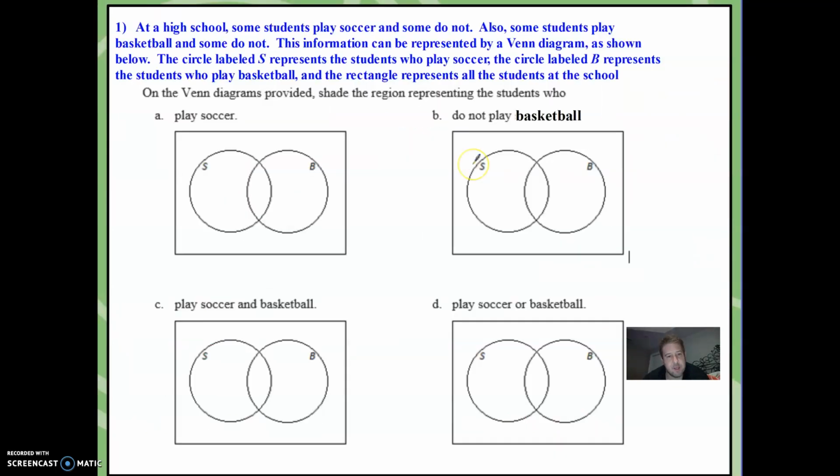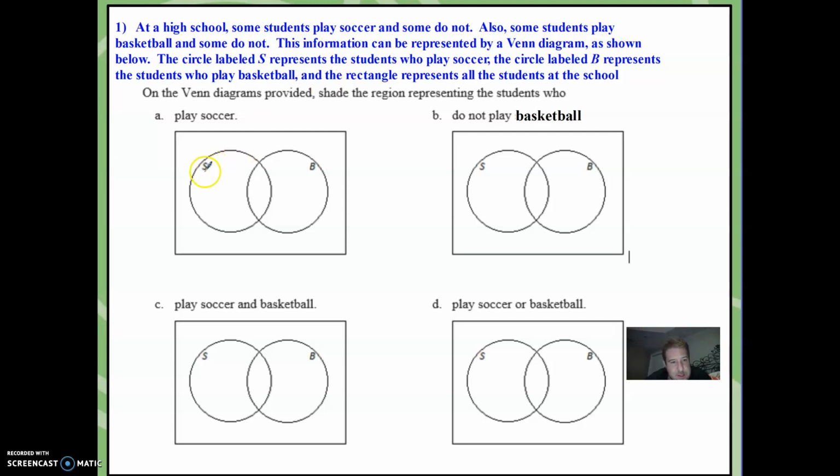Okay, so using Venn diagrams. A Venn diagram is a way to represent all the items that are in one circle and compare it to the other circle and what's in between. And then we have the universe, which is everything that's being included all together. At a high school, some students play soccer, some of them play basketball, some of them don't. The information will be represented.